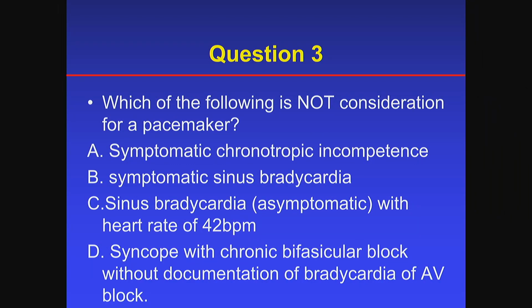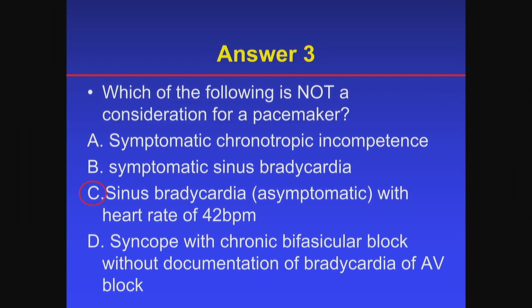Question number 3. Which of the following is not a consideration for a pacemaker? Symptomatic chronotropic incompetence, A. B, symptomatic sinus bradycardia. C, sinus bradycardia that is asymptomatic with a heart rate of 42 beats per minute. Or D, syncope with chronic bifascicular block without documentation of bradycardia or AV block.